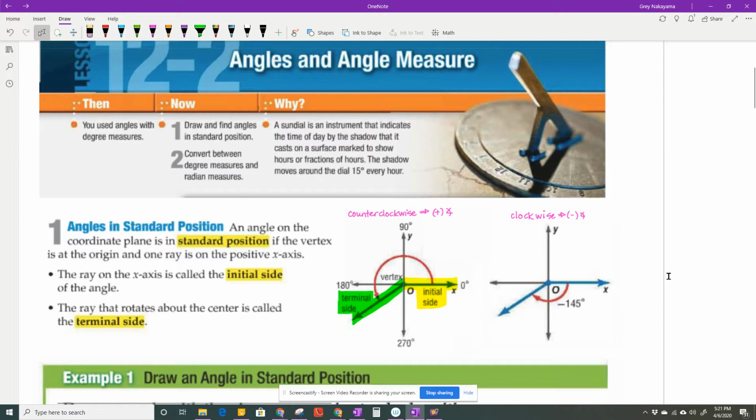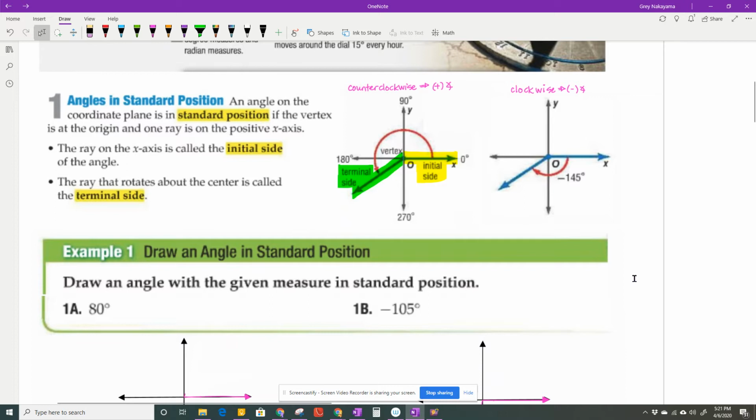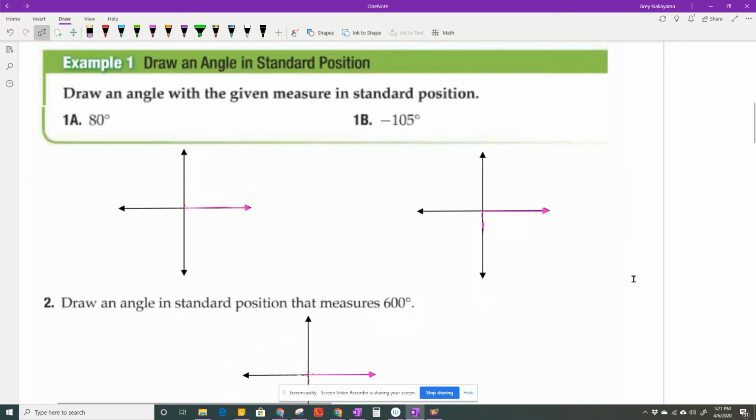So when you put in your lesson check, pay attention to whether you put that negative sign, because it can count you all right or all wrong. Okay, so how do you draw an angle in standard position? First off, 80 degrees. Always start off with your 0. And then, where's 80 degrees? Well, you know that this is 90 degrees, so 80 degrees is just going to be just shy of 90 degrees. It's just an estimate. You would draw an arc and then label it 80 degrees.